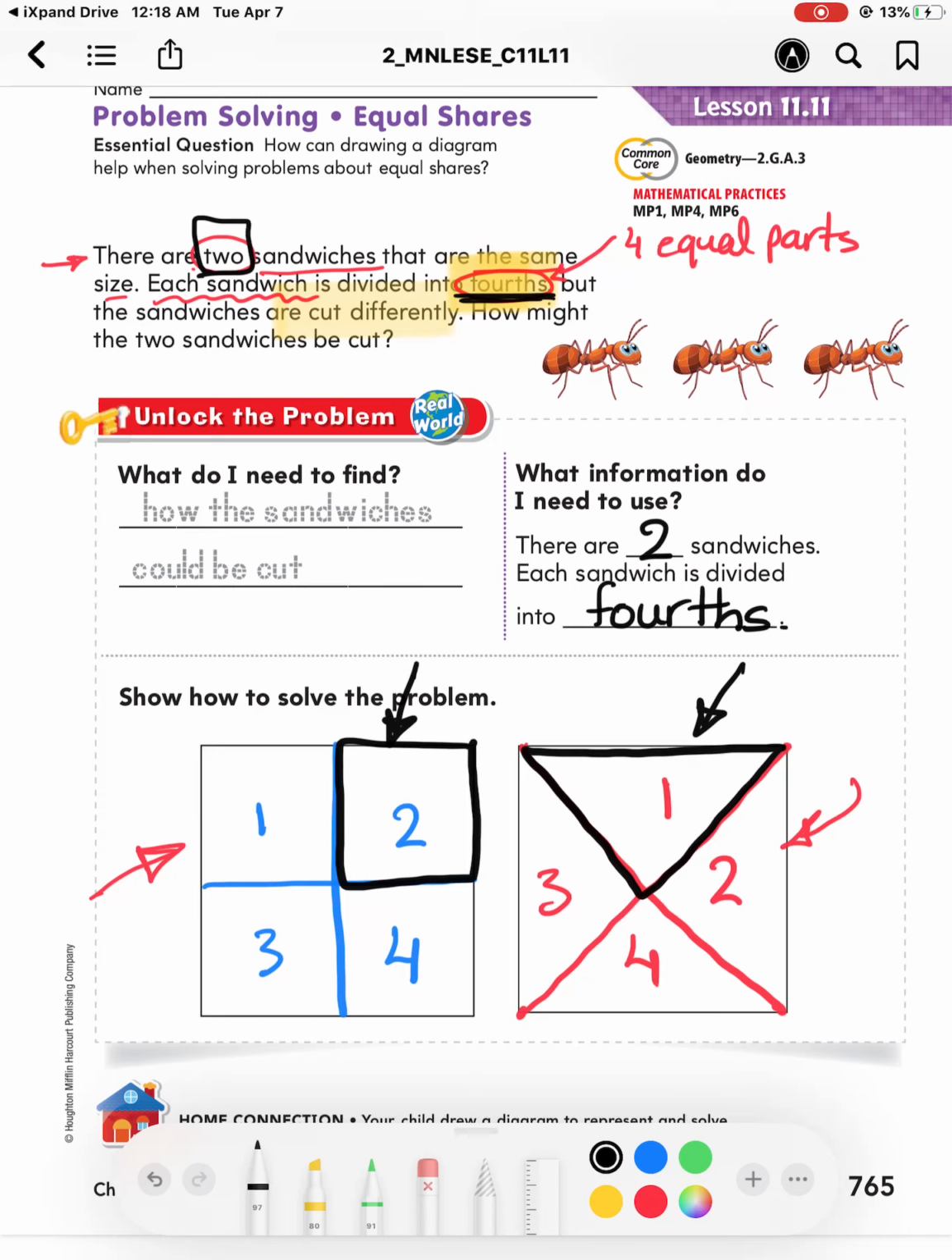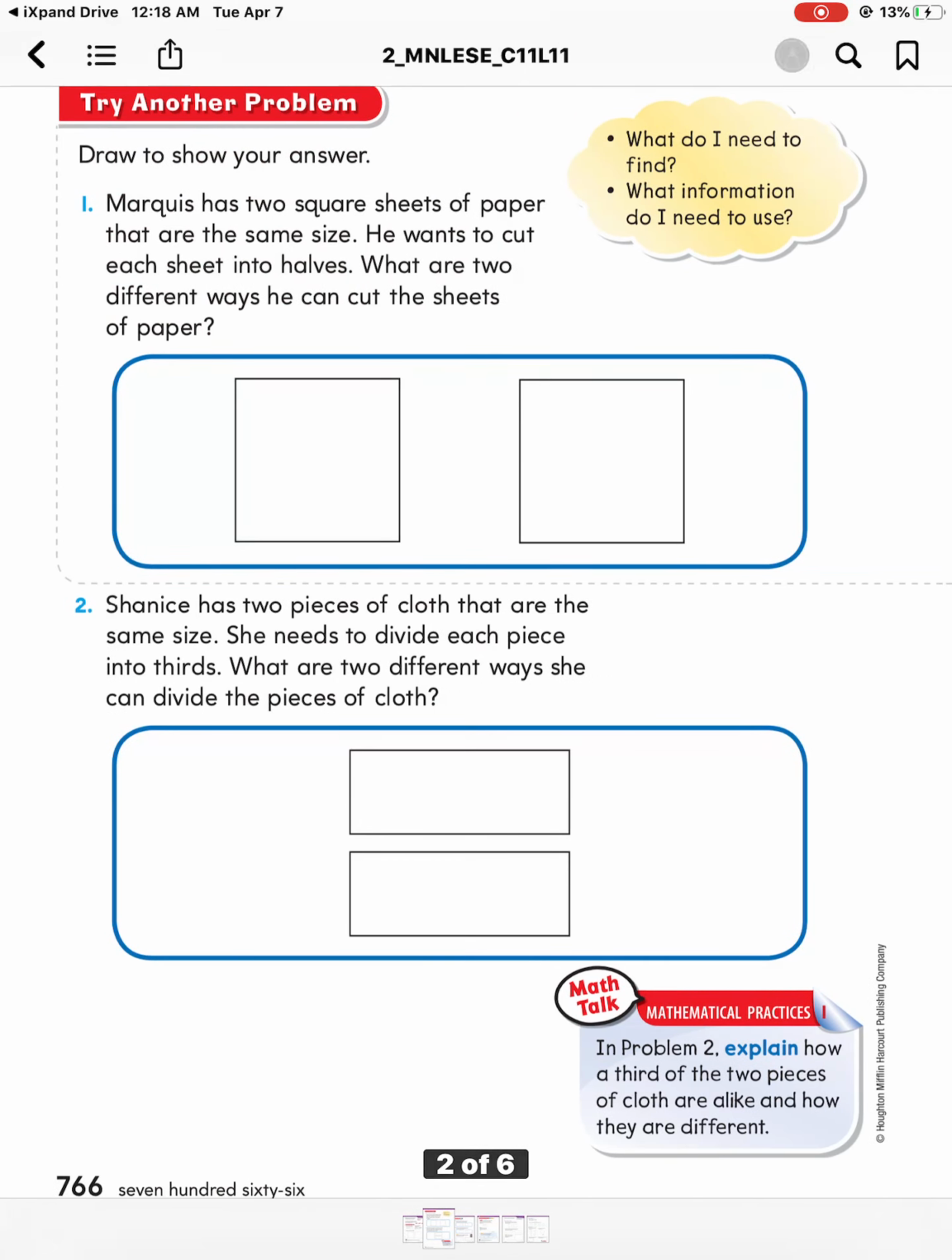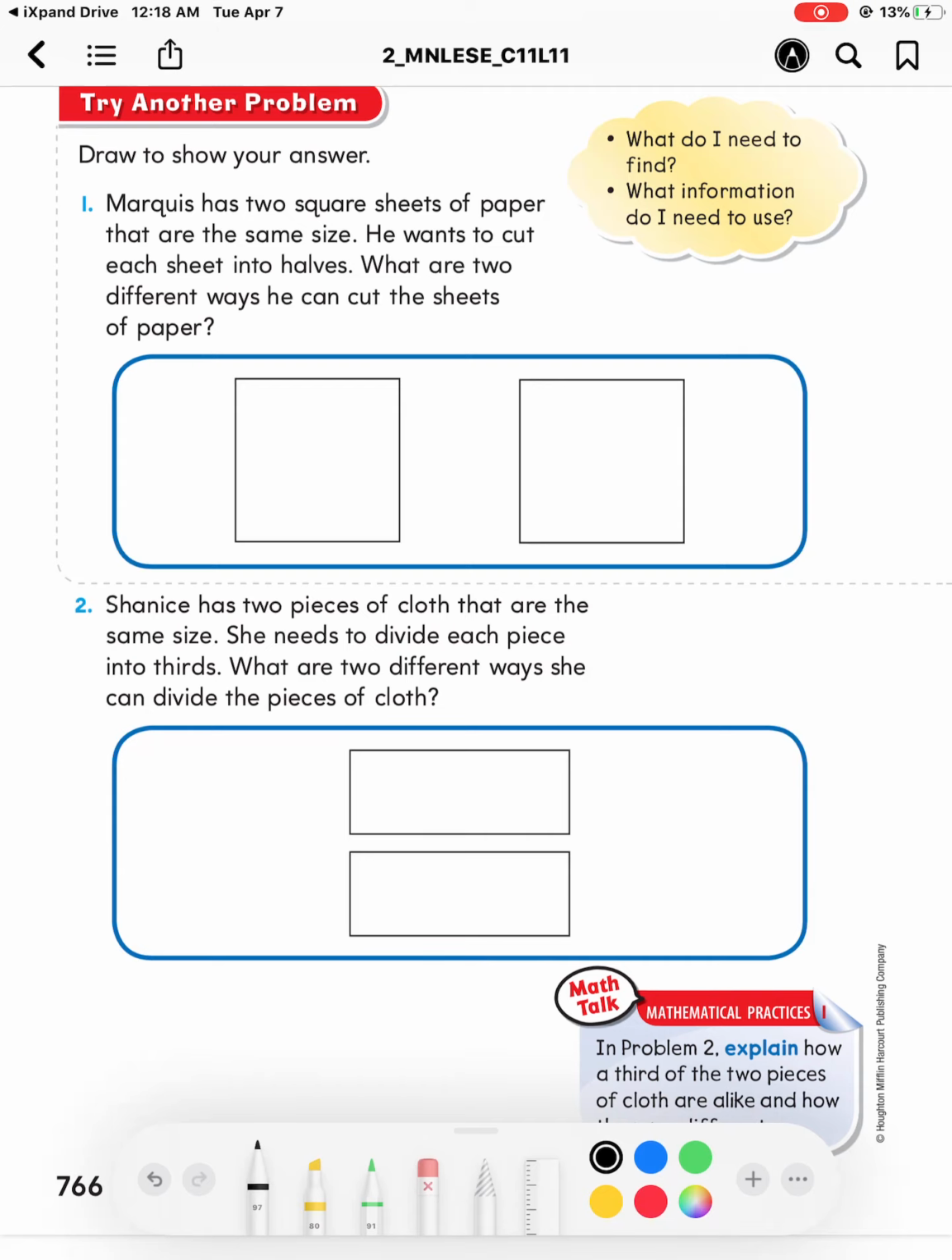Now let's move to page 766. Okay, let's read together. In the first question it says, Marquise has 2 square sheets of paper. He has 2 square sheets of paper that are the same size. He wants to cut each sheet into halves. Okay, so each sheet should be divided into halves. What are the 2 different ways he can cut the sheets of the paper?